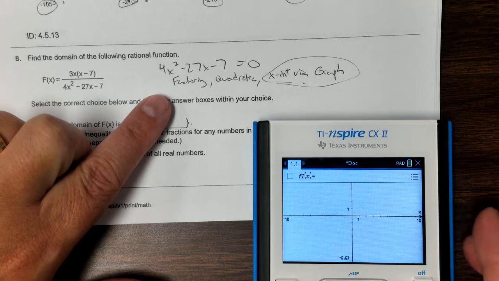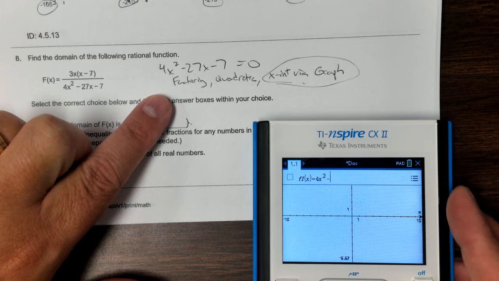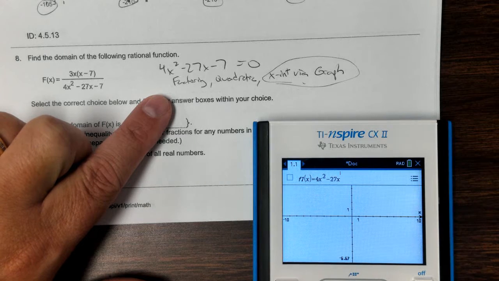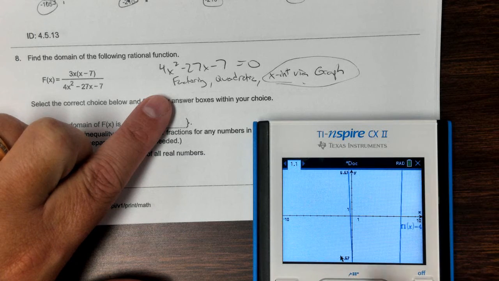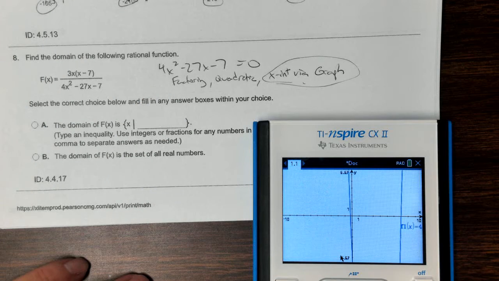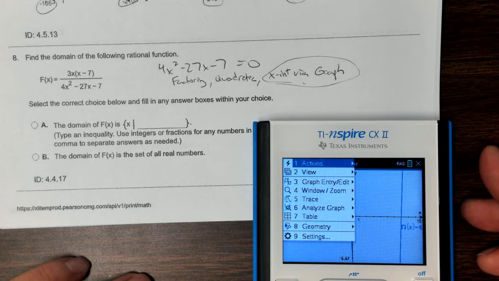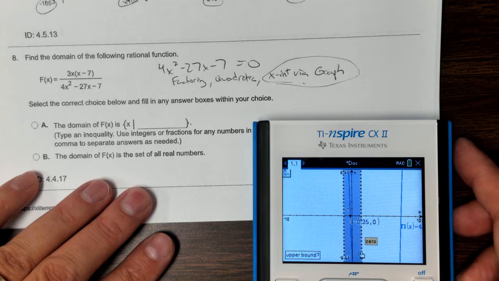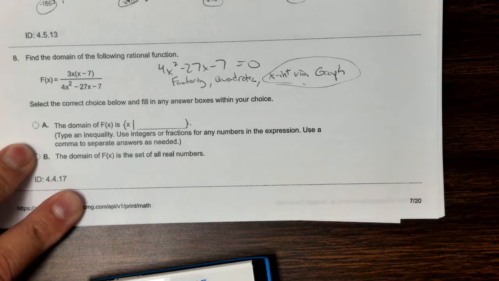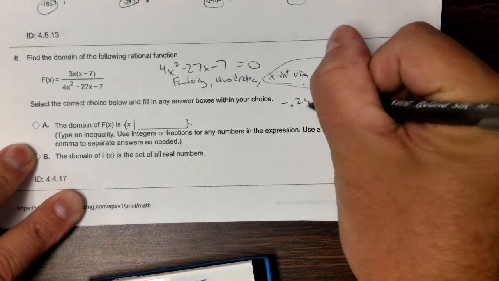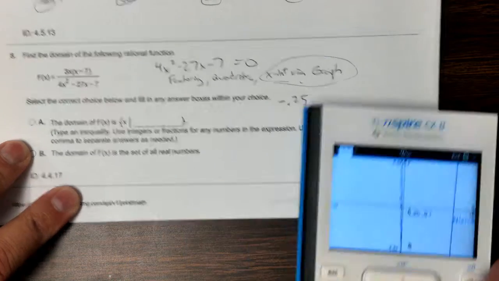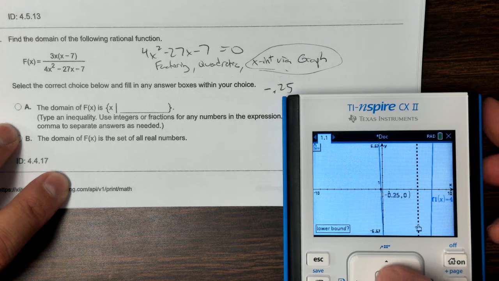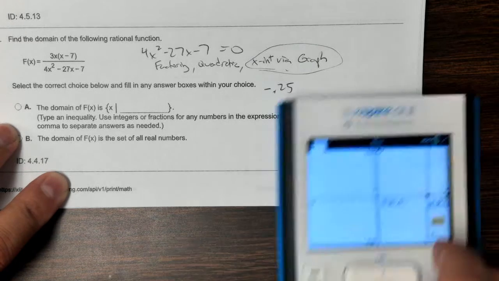So we're going to do 4x squared minus 27x minus 7. Okay, so there they are. Menu, analyze graph, zero the graph. So from here to here I get negative 0.25. And menu, analyze, zero the graph from here to here is 7.